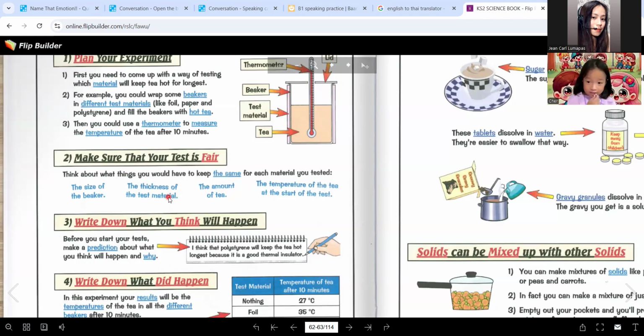Say it again. The thickness of the test material. Good. Next one.